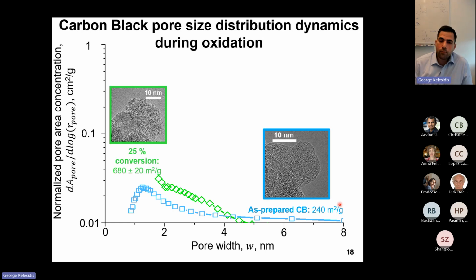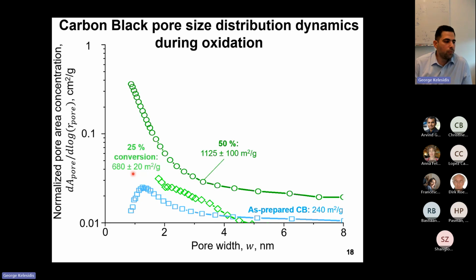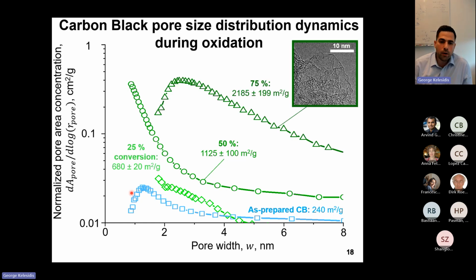Now, at 25% of conversion, you can see over here that oxidation results in the formation of pores ranging between 2 to 4 nanometers. And this increases the specific surface area up to 680 square meters per gram. At 50% of conversion, oxidation results in the formation of several pores that are smaller than 2 nanometers. And at 75% of conversion, these pores start to fuse with each other and form larger pores in the range between 2 to 5 nanometers. And this further increases the specific surface area up to about 2200 square meters per gram.